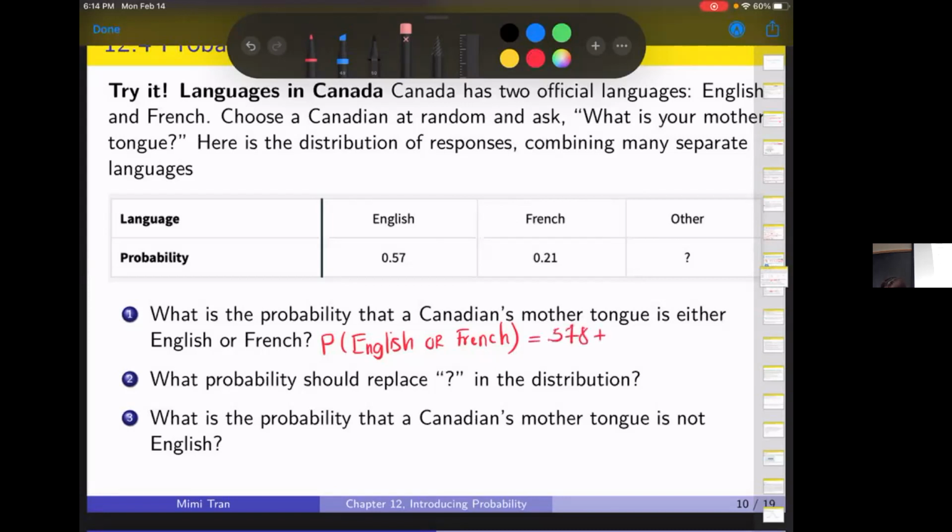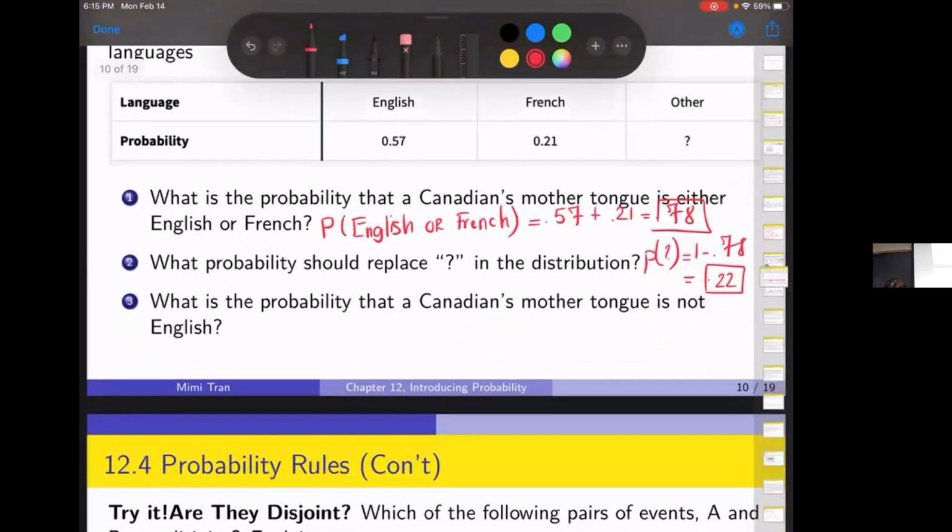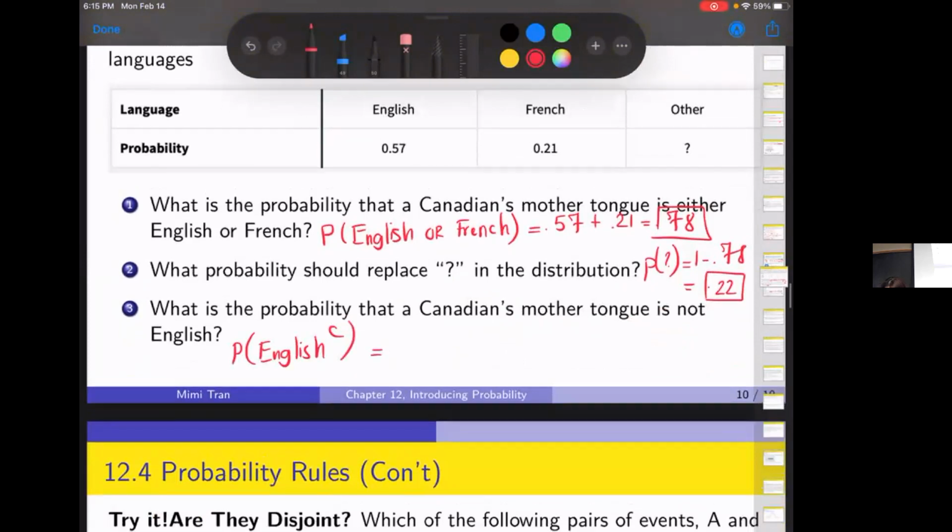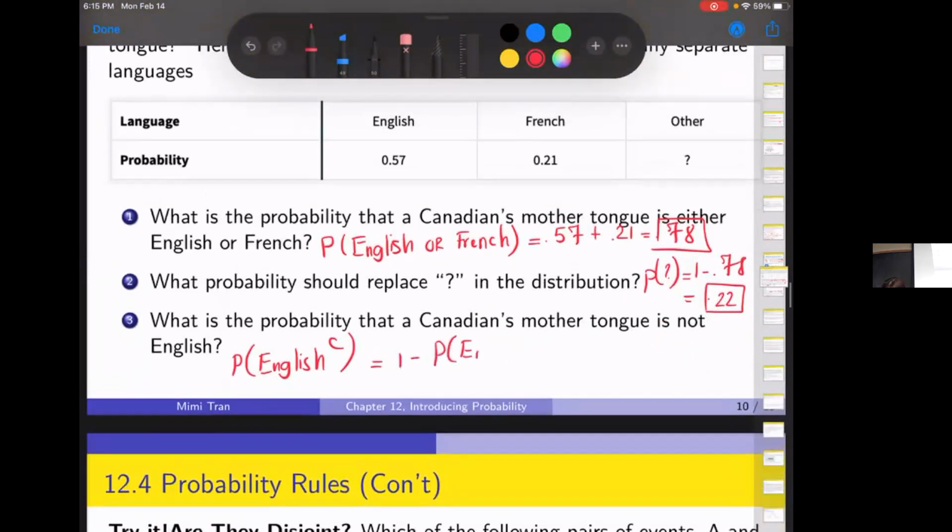So this is 0.78. I know you know the answer. I just rewrite it for the sake of the notes. So 0.78. The probability of the other or question mark is 1 minus 0.78, so equal to 0.22. And if it's not English, P of English complement equals 1 minus P of English, which is 1 minus 0.75, which is 0.43. On the exam, I do one notation like that.